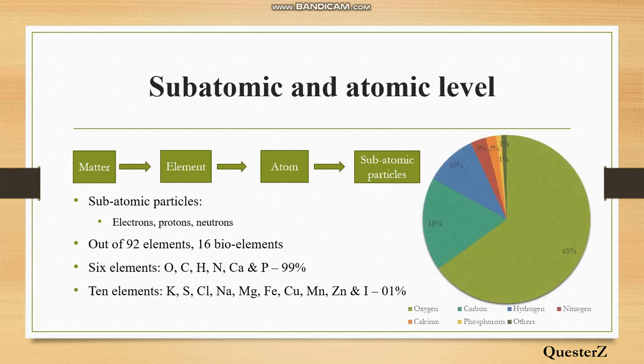Here a pie graph is shown indicating the different percentages. Oxygen, you can see, is 65%, then carbon 18%, hydrogen 10%, nitrogen 3%, calcium 2%, phosphorus 1%, and other nutrient elements are included in 1%. So the majority of the mass is oxygen, that is 65%.